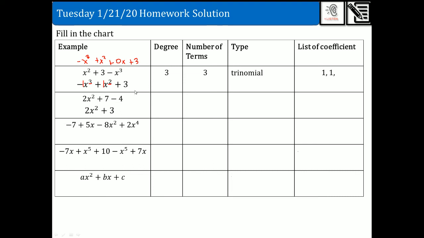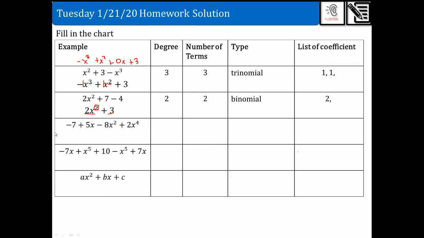So what is the degree here? The degree is the 2, that is the highest power. How many terms? 1, 2. 2 terms is considered a binomial. And the list of coefficients, the only one is the 2. That is the only thing in front of the variable.